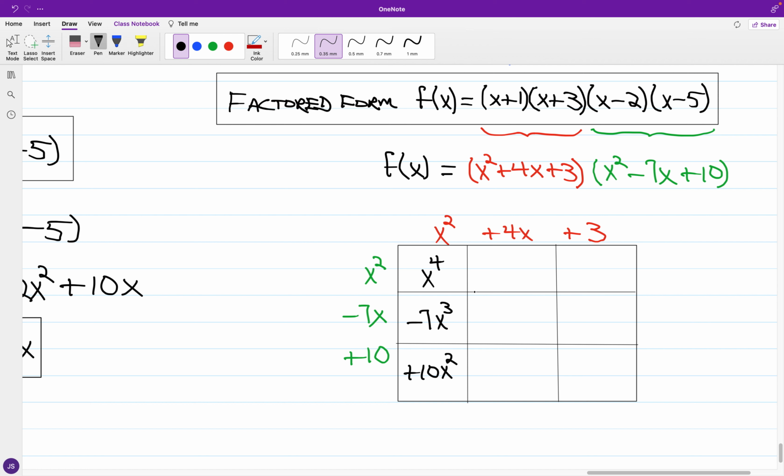And then for the middle column, you got x squared times 4x. So this will be 4x cubed. Then we have negative 7x times 4x. So this will be negative 28x squared. And then we have 10 times 4x. So this will make 40x.